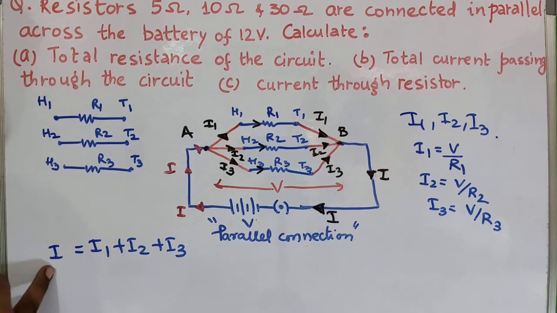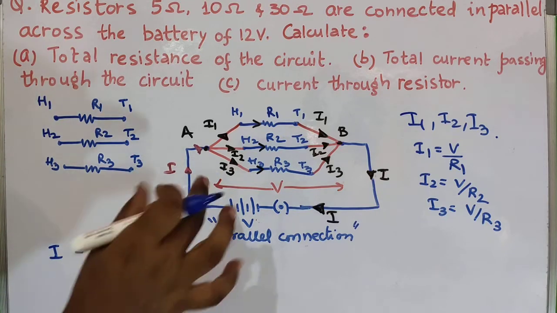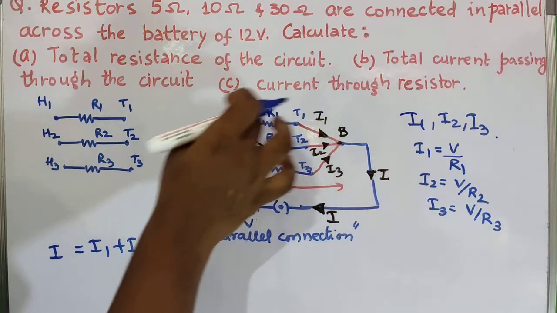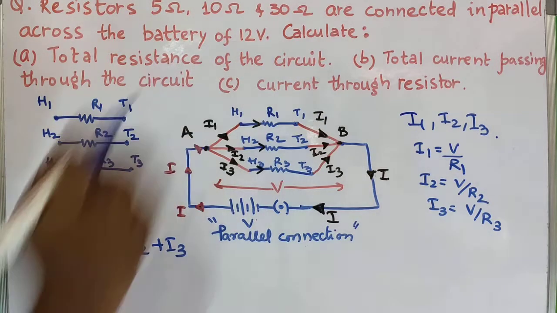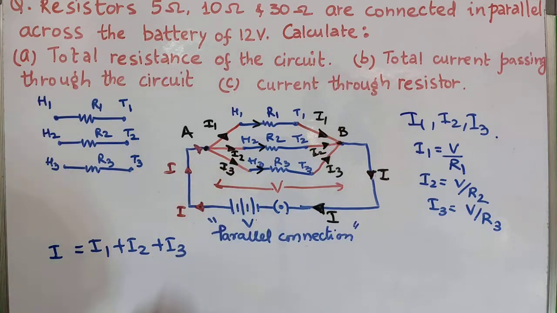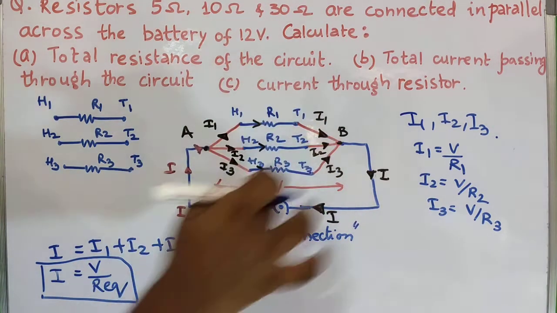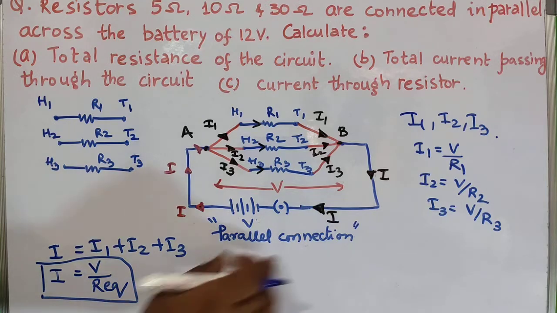What is the value of I? I is the current passing through the equivalent combination of this resistance when the potential difference is V. So I equal to, can I write it as V by R equivalent. So this is the total current I. V is the potential difference across the combination. R equivalent is the effective resistance of the combination. Here it is a parallel connection.